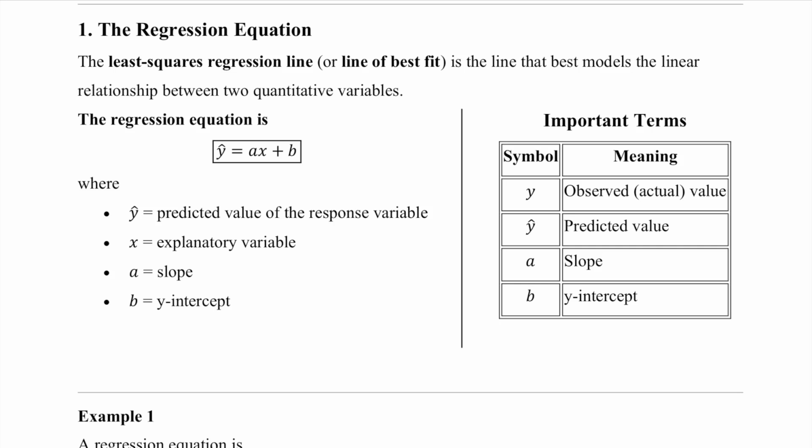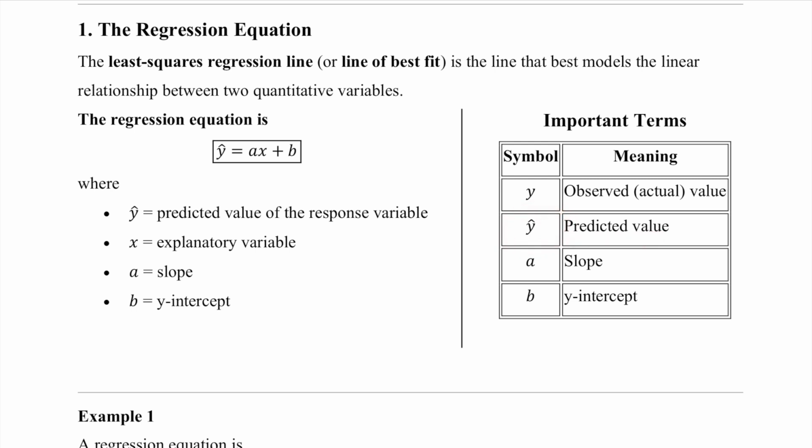Notice the difference between y and y hat. The symbol y represents the actual value from the data. The symbol y hat represents the predicted value from the regression equation.